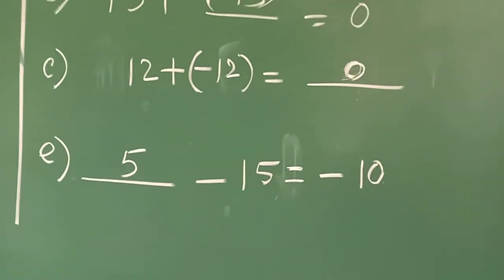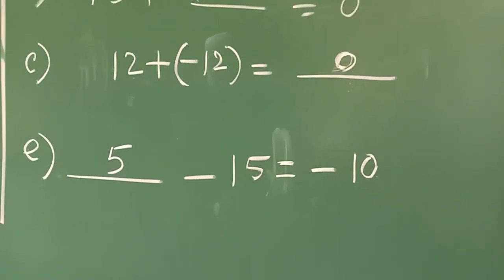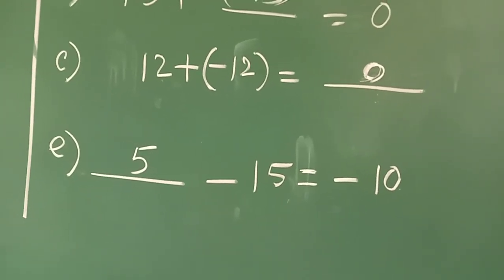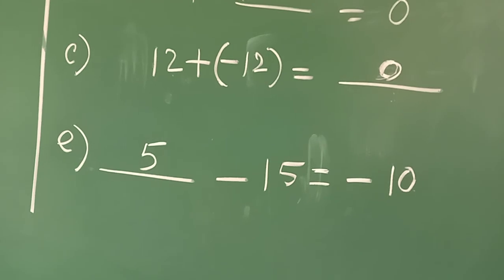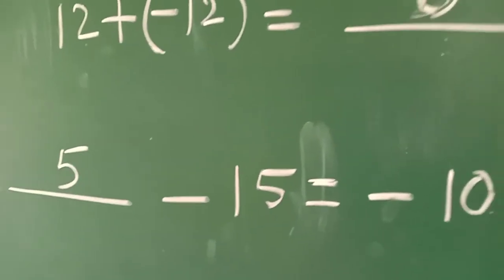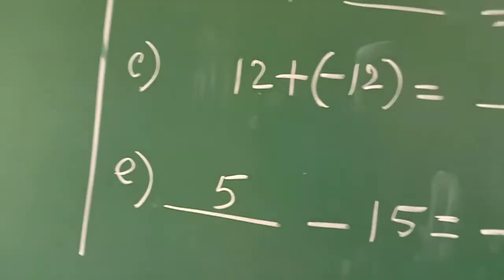If you give 5, then think what you will get. 5 minus 15 means 10, correct? And what sign will come in front? Negative sign will come in front. That is, this is the number. But how can you find out 5?